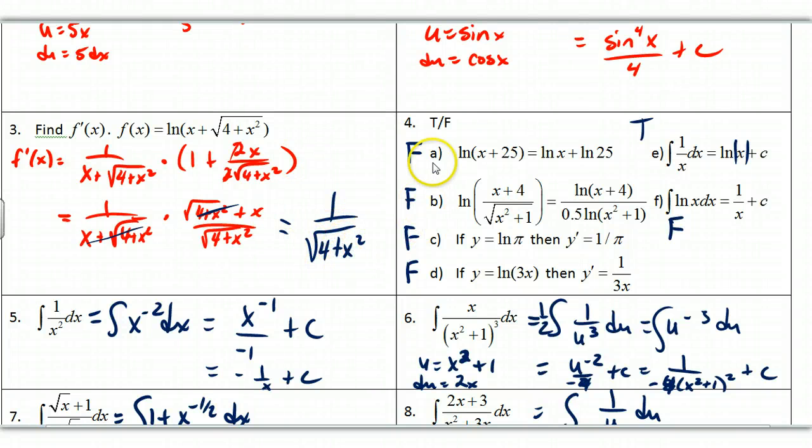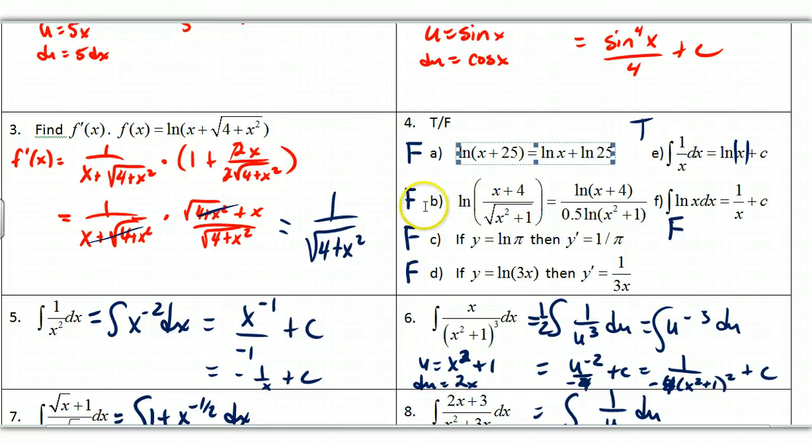So these are derivatives. Now, when you did the true-false ones, most of these are false because these are common errors that students make. So if you look at A, there is no rule for the log of a sum. This is wrong. So this whole part here, I don't like. So that should be gone.